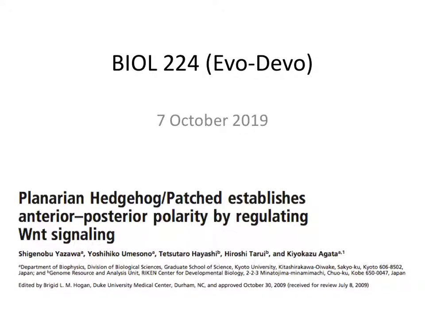So the paper for this week is something about Planaria, and then a bunch of words. That's what we're here to do today, is figure out what all those words mean. Hedgehog patched anterior-posterior polarity by regulating Wnt signal.